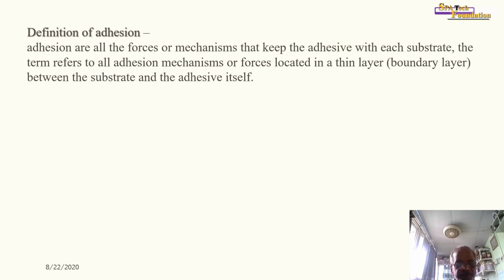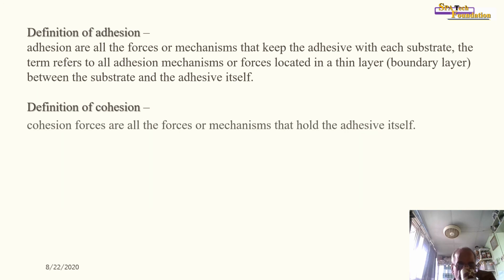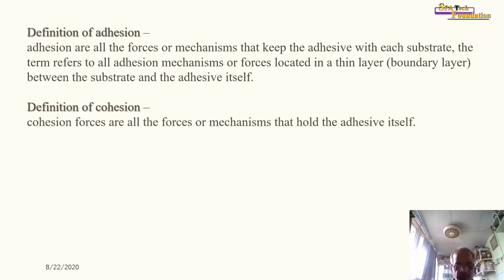Definition of adhesion. Adhesion is all the forces or mechanisms that keep the adhesive with each substrate. The term refers to all adhesion mechanisms or forces located in a thin layer, the bonding layer, between the substrate and the adhesive itself. Definition of cohesion. Cohesion forces are all the forces or mechanisms that hold the adhesive itself together.